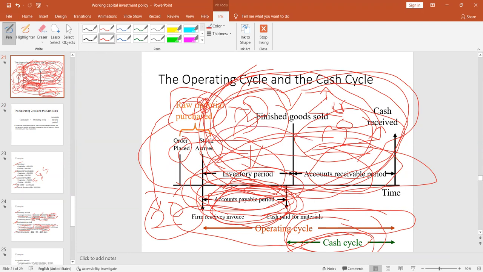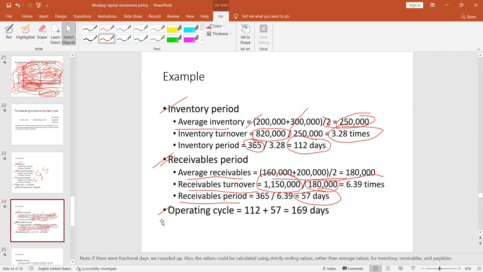So what is your operating cycle? Inventory period plus accounts receivable period. Yes, sir. So we can calculate the operating cycle because we have already calculated the inventory period and receivable period. So operating cycle equals inventory period plus receivable period. So 112 plus 57, total 169 days.